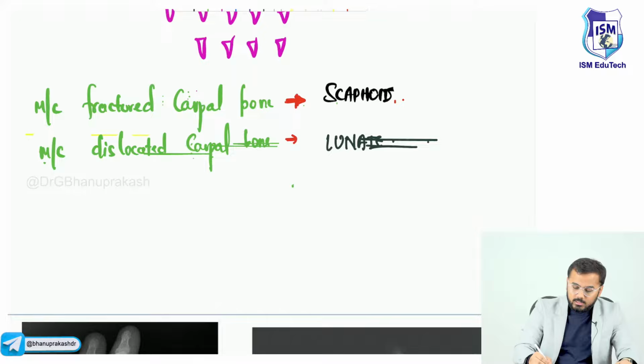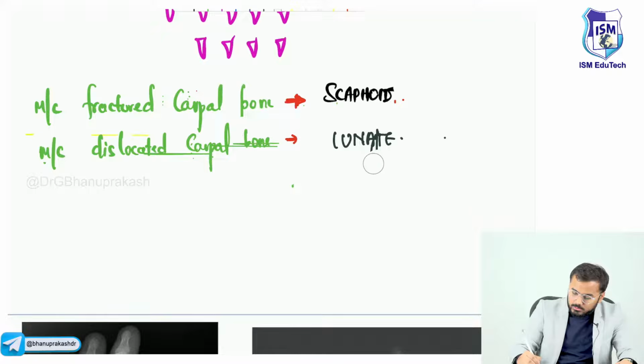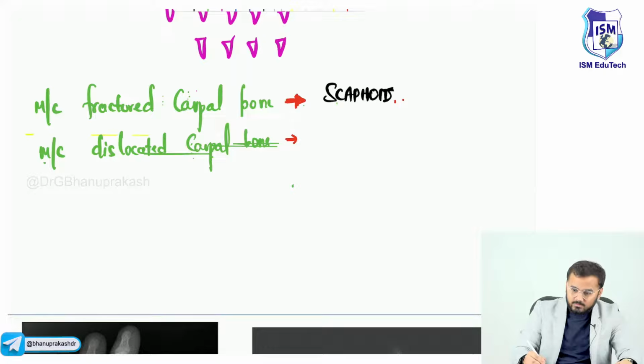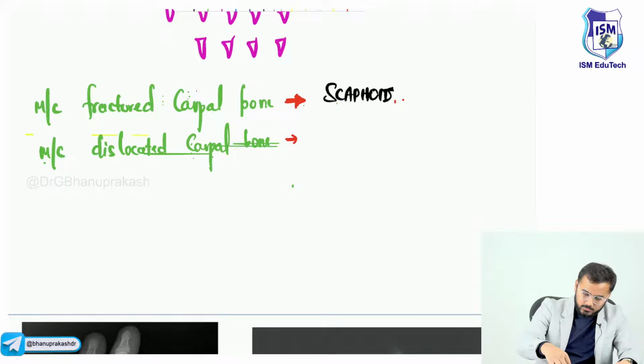Guys, sorry about these lines. This is just an error, whatever I can see here. Let me correct it. Whatever it is, guys. Give me a second.